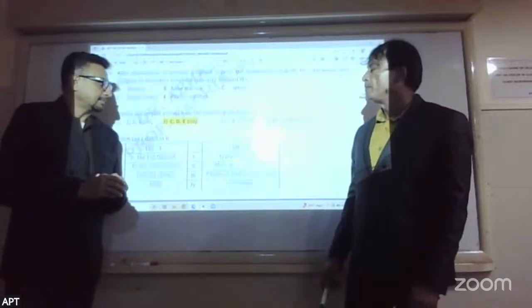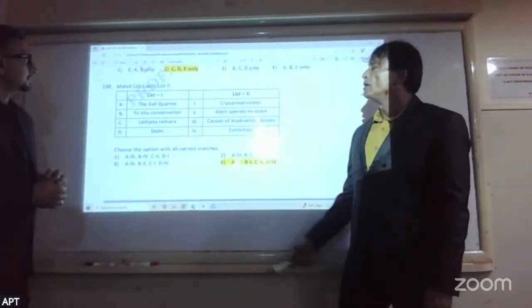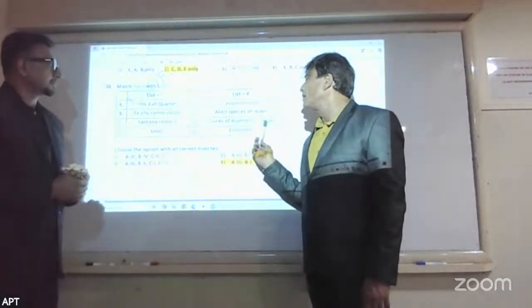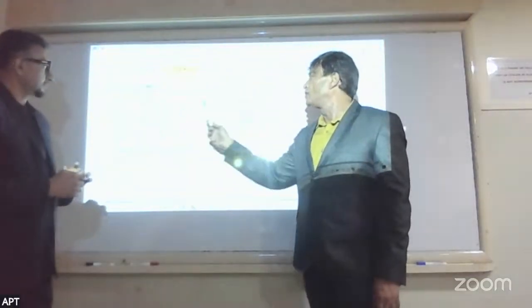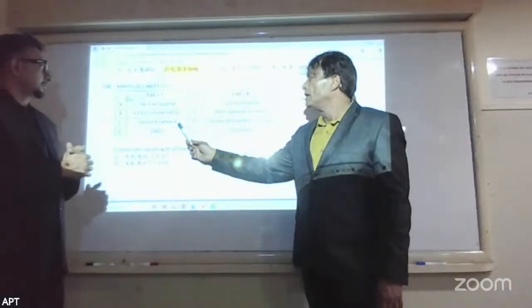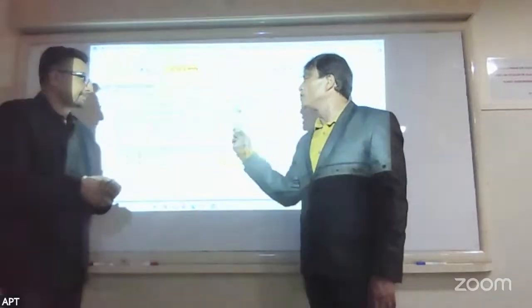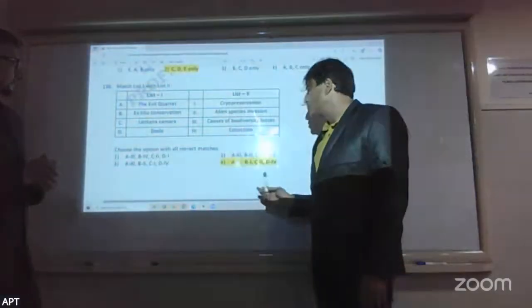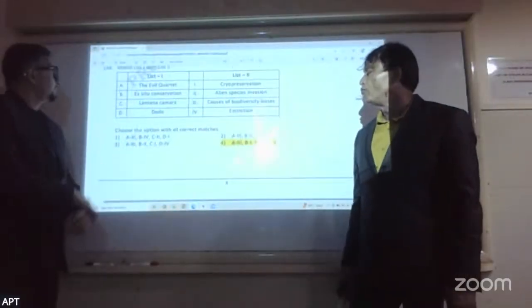Can we go ahead? Again, match the column. This is biodiversity: cause of biodiversity loss, ex situ conservation, cryopreservation, Lantana camara is alien species invasion, and the dodo is an extinct bird, so extinction. So this should be the answer for it. 4.